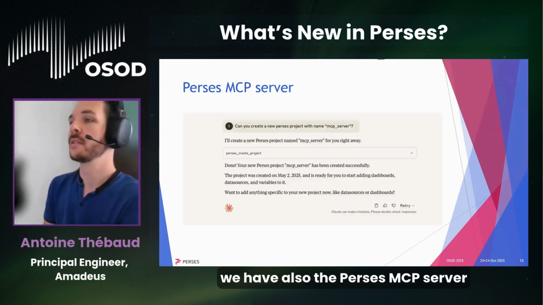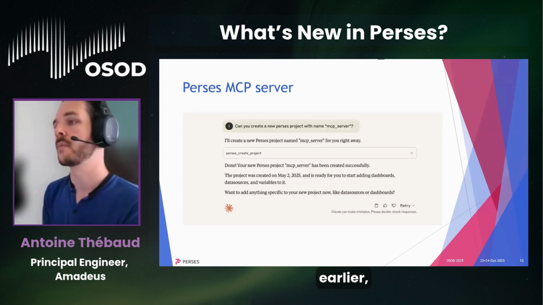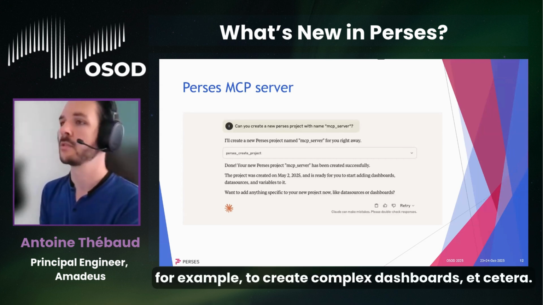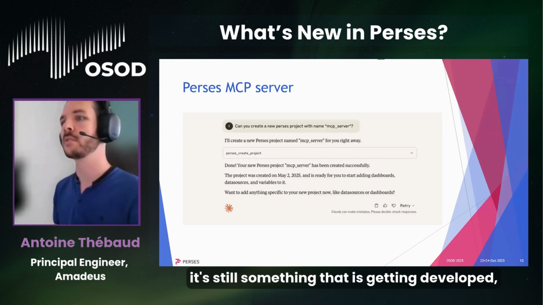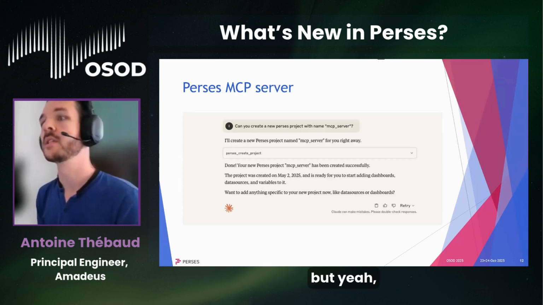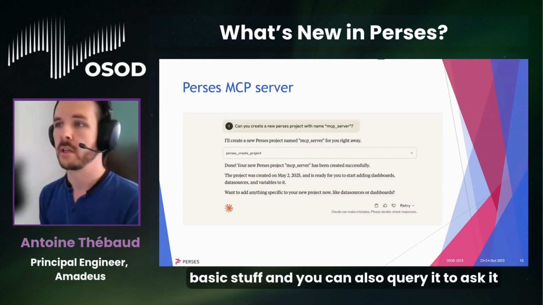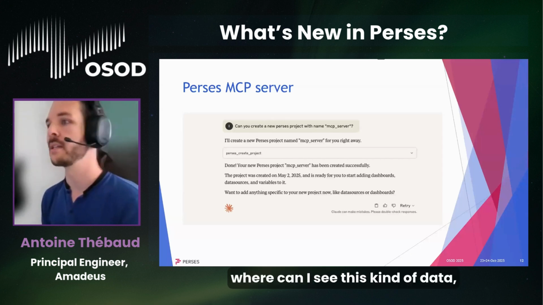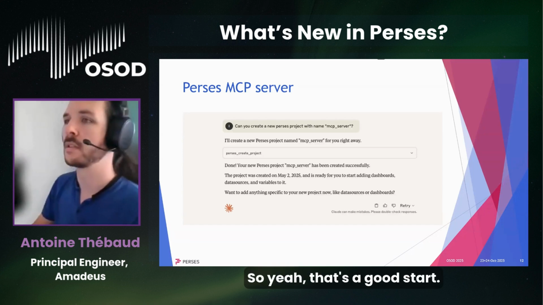Yeah, we also have the Perses MCP server that was released earlier, I think this summer. For now, it's not able, for example, to create complex dashboards. In terms of dashboard creation, it's still something that is being developed. But you can start creating basic stuff, and you can also query it to ask, for instance, where can I see this kind of data. So yeah, that's a good start.